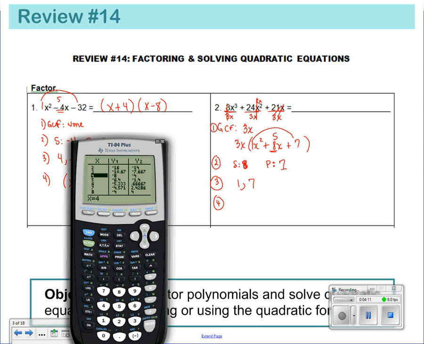And last, I need to rewrite it. I do have a GCF, so I'll put that first. Our variable was x, and then we have our factors, a +1 and a +7. So my answer is 3x, x plus 1, x plus 7.